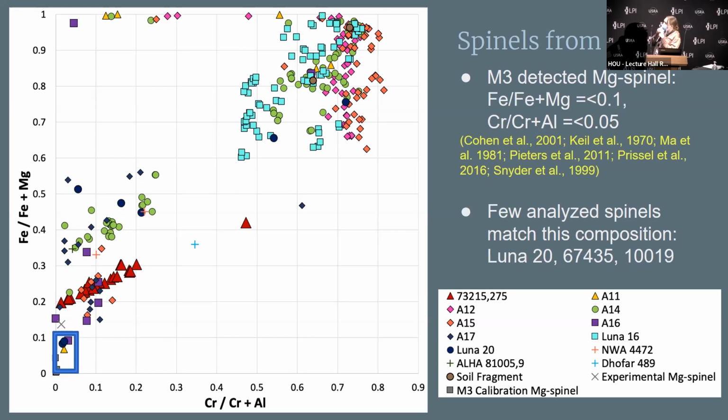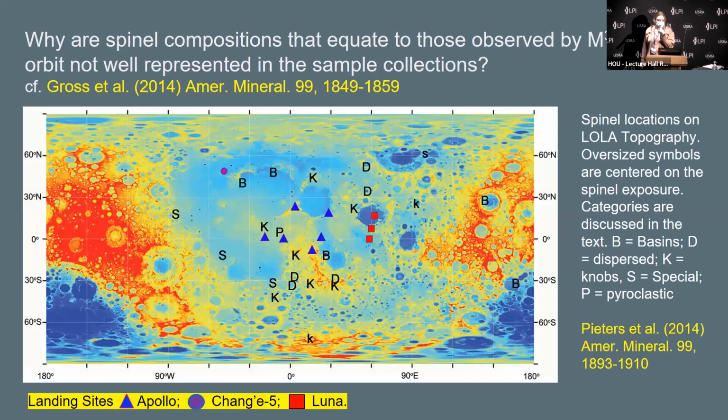I think it's really clear from this plot that the majority of spinels in our sample collection do not represent this remotely detected spinel composition. To my knowledge, I've seen four in the literature, from Luna 20, Apollo 16, and Apollo 11. So the question is, why is there this disparity between the M cubed spinel and the spinel in the sample rocks?